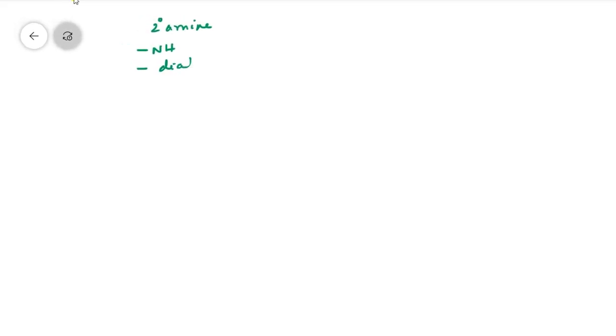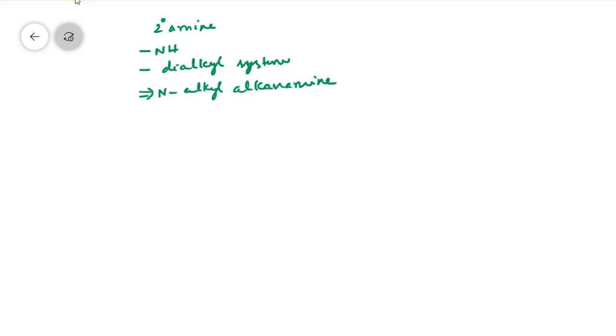Let us consider the secondary amine. In a secondary amine, the characteristic group is NH. In the common name system, the dialkyl system is applied, and in the IUPAC nomenclature, that is an N-substituted group. So it is N-alkyl alkane amine. See one example: a secondary amine, in which 2 alkyl groups are attached to the nitrogen atom.